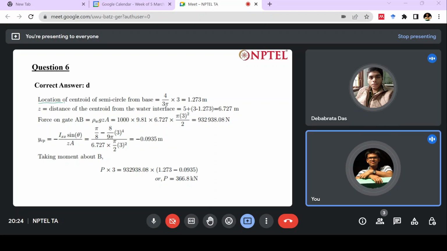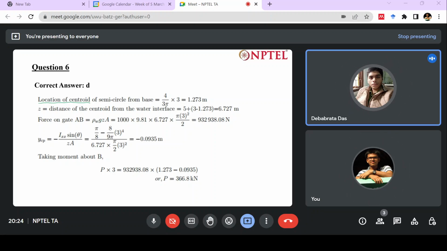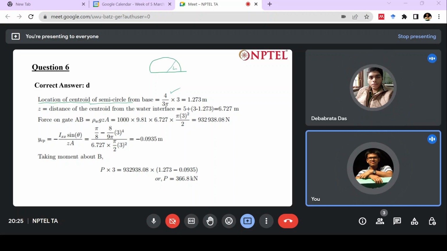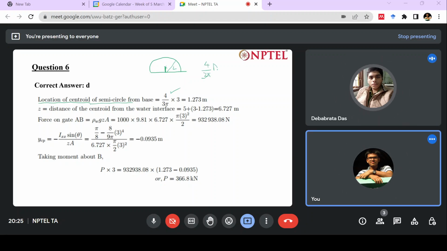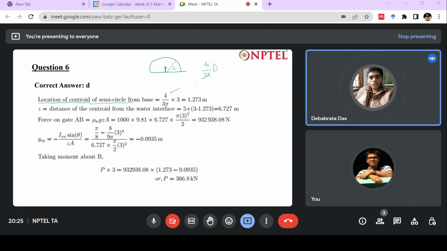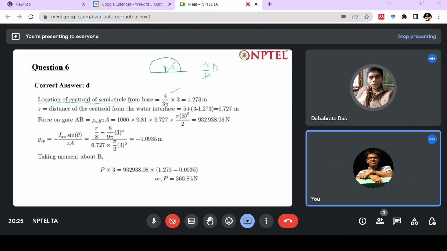If you want to do it in quick time, not trying to do those integrals, you have to memorize this: location of centroid of semicircle from your base. If you know this, then this is extremely easy. What is this saying? This is saying that if you have a semicircle of radius L, then the location of the centroid of this semicircle from this base is 4 by 3 pi into d. Okay.